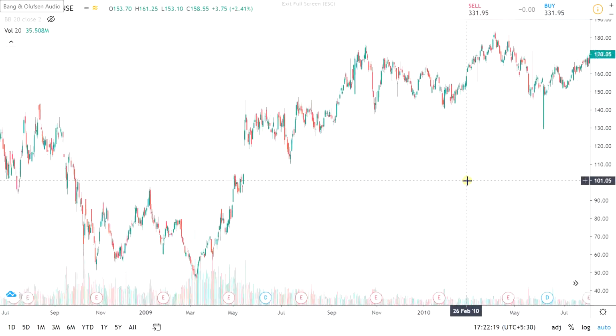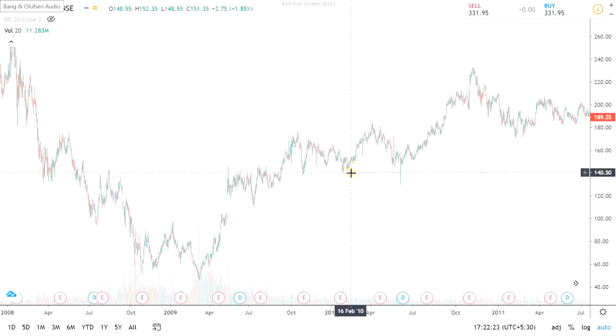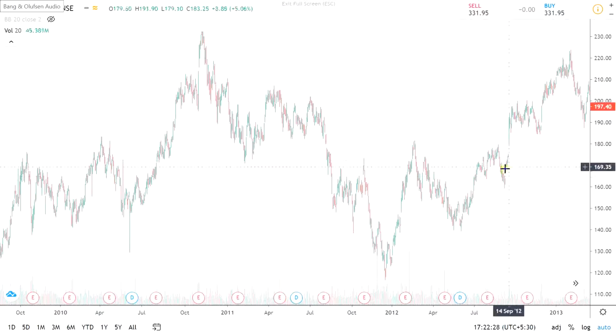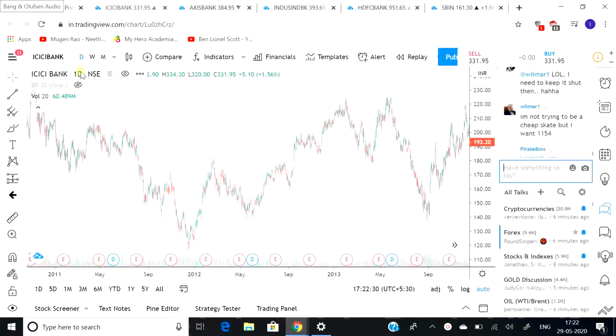See, it's nearly like a sideways trend in this zone, and then it again lifted up, sideways, then a downwards trend and upwards, and so on. Okay, let's see another chart. In this we can see DWM.